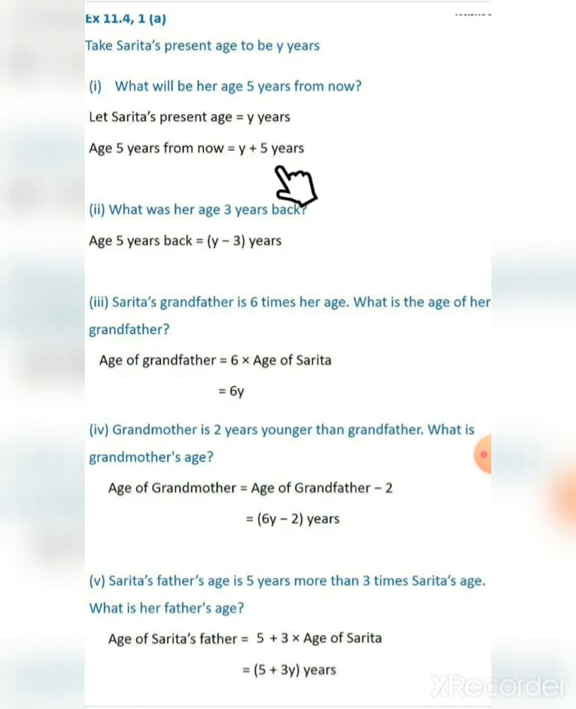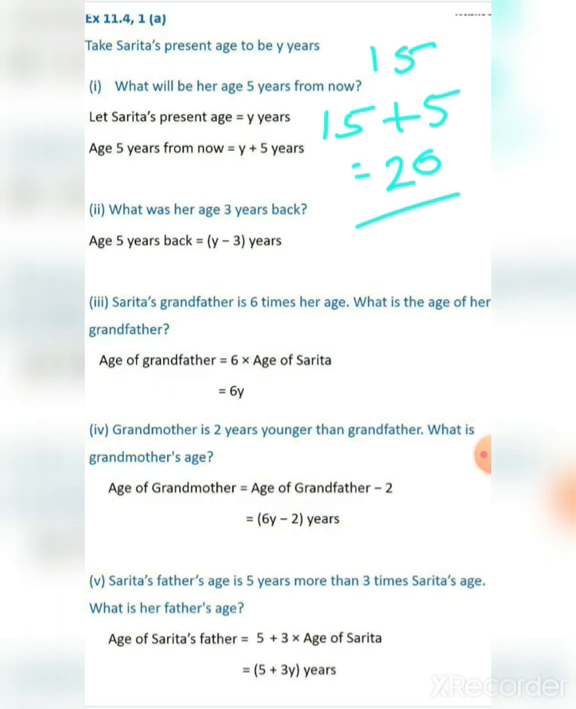Let's suppose I give you an example that her present age is 15 years. So after 5 years it would be 15 plus 5, that means it will be 20 years. Understood? By this method you can also find out the age of your friends and your family members.